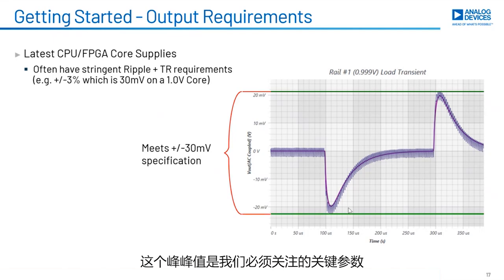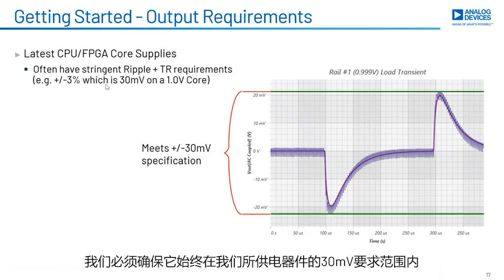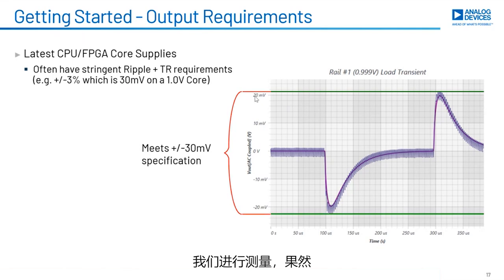So this peak to peak, that's the critical window that we have to look at. And we have to make sure that it stays within this 30 millivolt spec for this device that we're powering. And so we take a measurement, and sure enough, this is about a little over 20 millivolts in each direction. So we're well within that plus or minus 30 millivolt spec. And this supply will work well for this device.